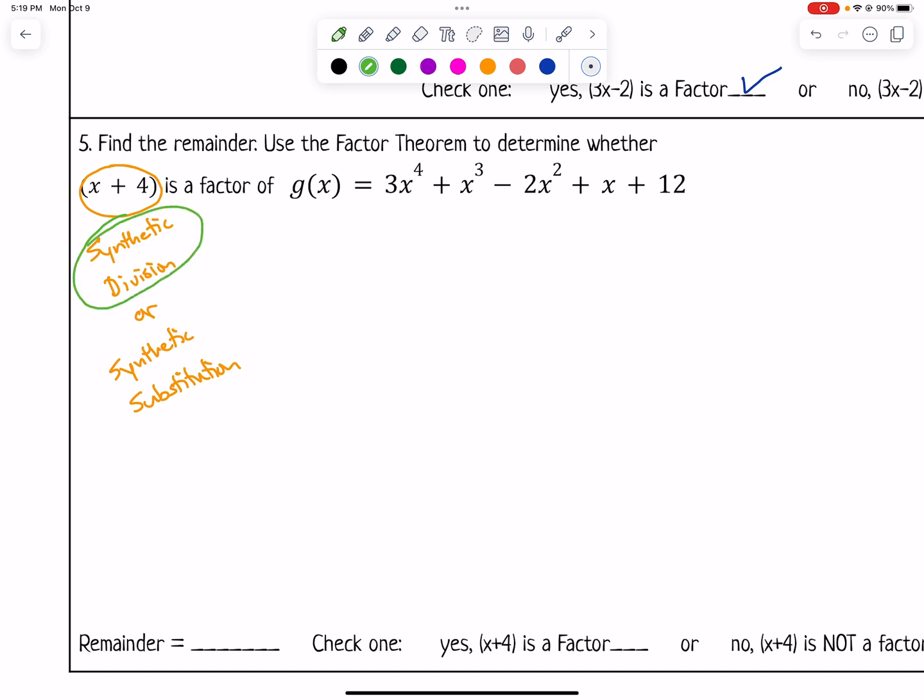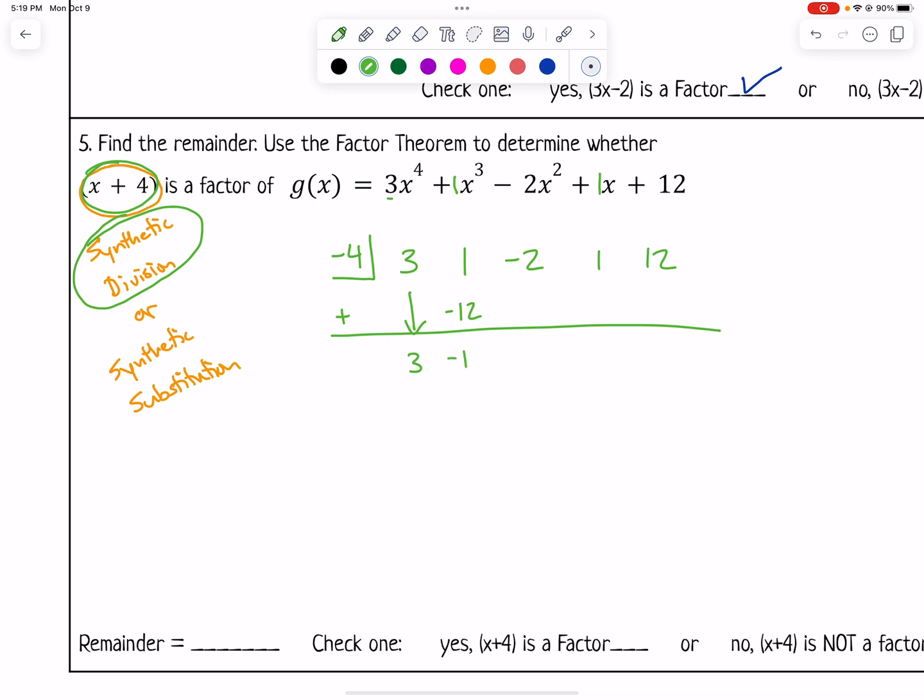So if I want to do synthetic division, I take the root of x plus 4, which is negative 4, and I put it in a box to the left. Then bring down your coefficients of the polynomial that you're dividing into. So you have 3, 1, negative 2, 1, and 12. And then bring down the first term. So I have 3. 3 times negative 4 is negative 12. Then I always add those numbers together. So 1 plus negative 12 is negative 11. Negative 11 times negative 4 is 44. Then add those up, and we get 42.